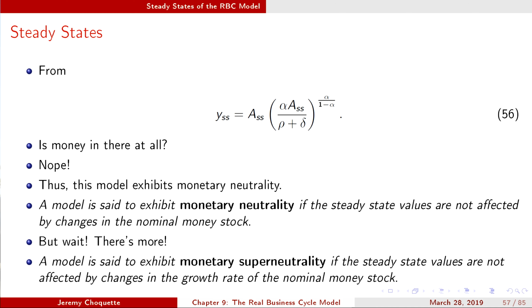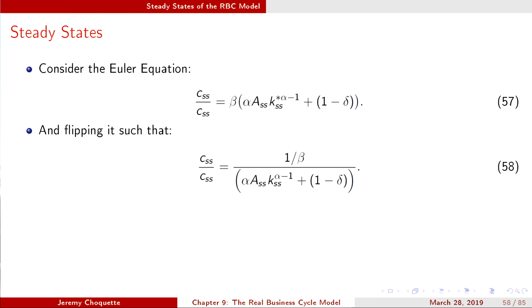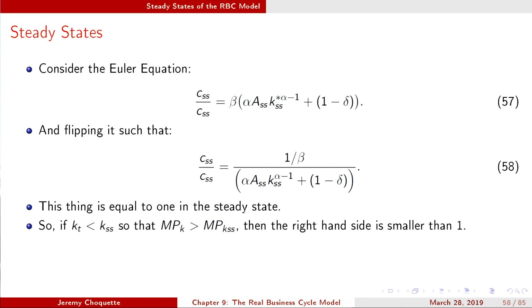But if you change the growth rate in money, well, that also doesn't change any of the real variables. So that's kind of interesting, isn't it? Now consider the Euler equation in the steady state. Flipping it, we've got 1 over beta divided by the marginal product of capital less depreciation, and this is equal to 1 in the steady state.